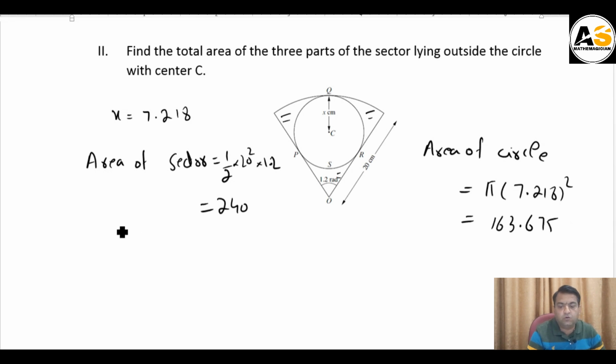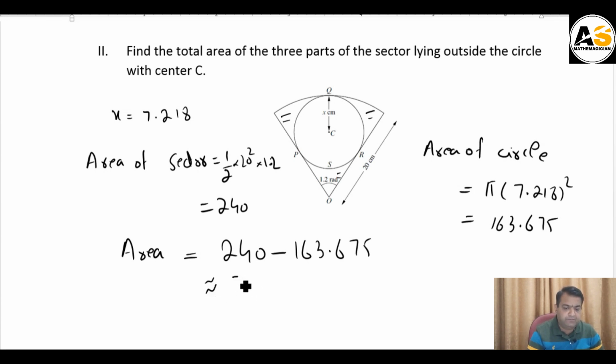675. So area of three parts or required area will be sector's area minus area of circle. This will be approximately 76.3 centimeter square. I hope this is clear. So student, this was second part of this question.